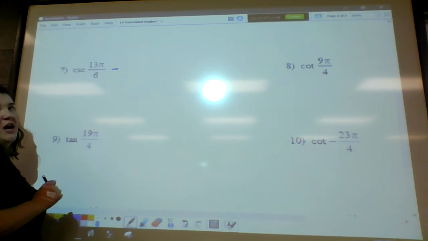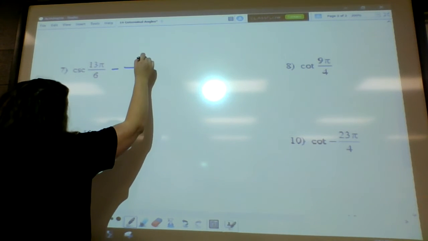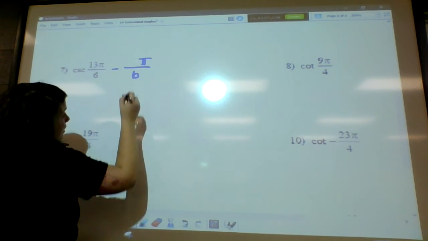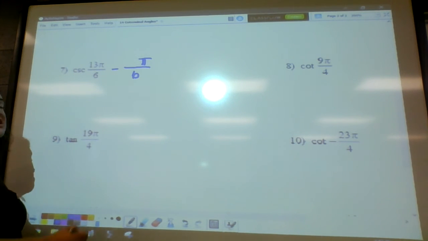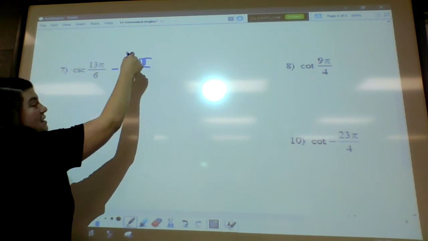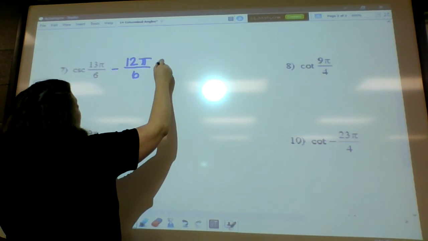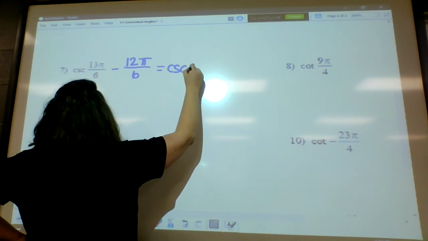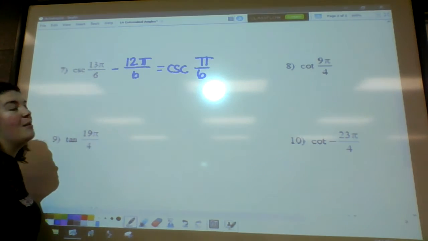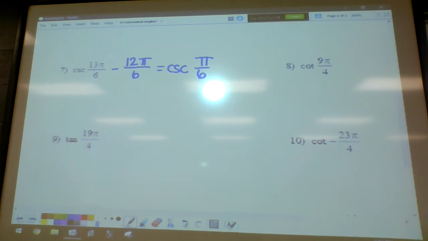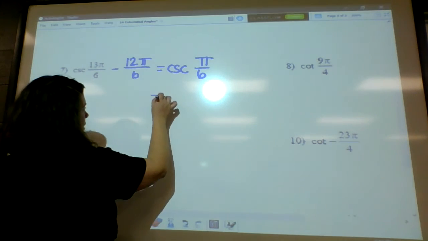You're going to have to subtract, right? You're going to have to subtract something pi over 6. Know that immediately. So how many pi's over 6? 12, because 12 pi over 6 is the same as 2 pi. So that'll give us the cosecant of pi over 6. And pi over 6 is in the first quadrant, so we don't have to reference anything. We can just go ahead and say what this value is.